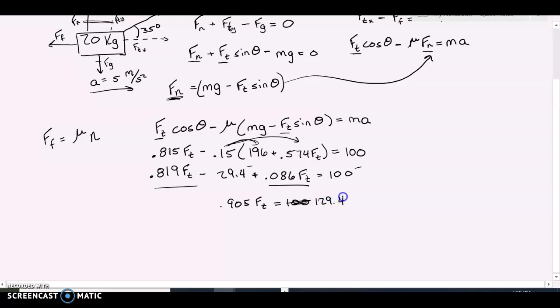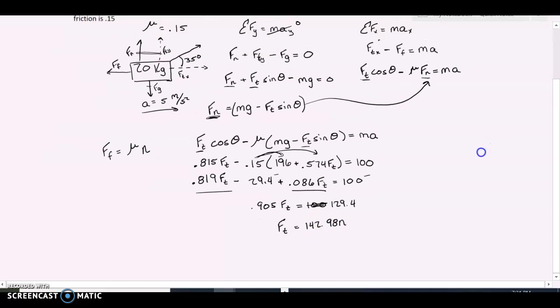This is what happens when you are thinking about multiple things at once. So divide through, so our force tension will equal 142.98 newtons.